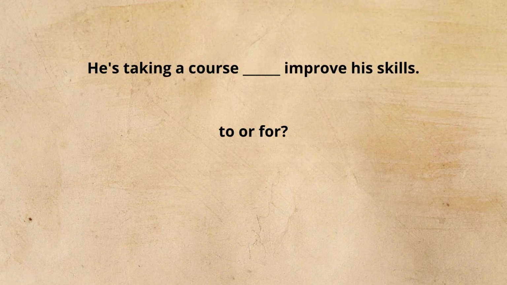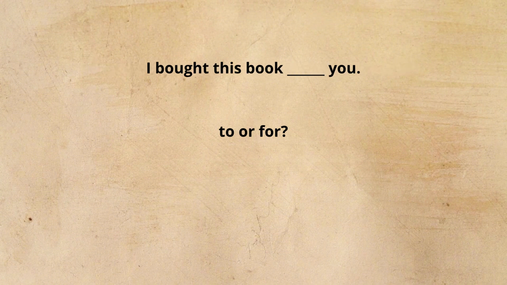He's taking a course to improve his skills. That's to improve. Improve is an action. I bought this book, you. This is for you. You is a pronoun, which acts like a noun here. How'd you do? If you nailed those, you've already cracked the biggest part of the to versus for mystery.